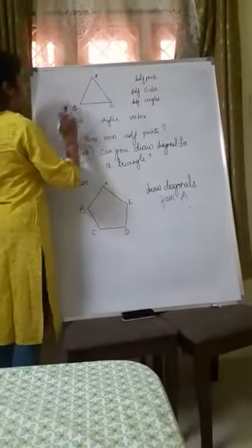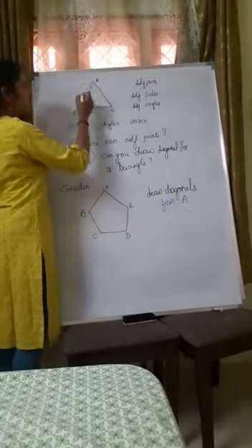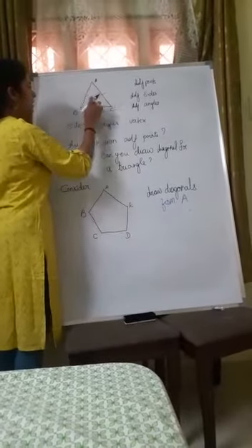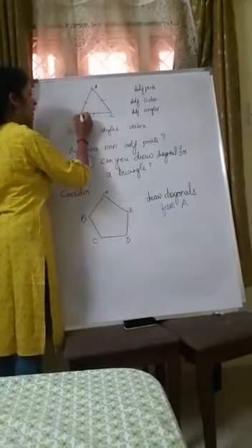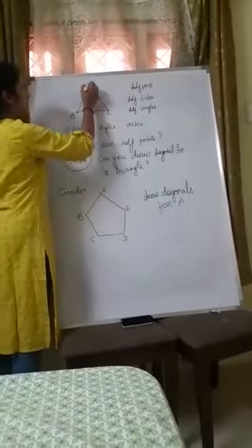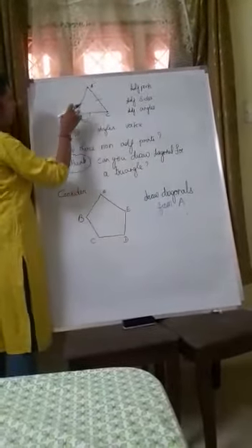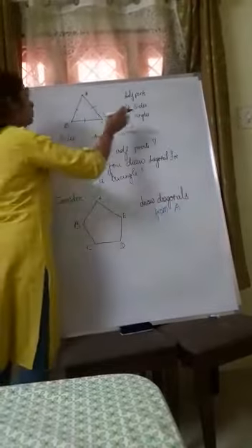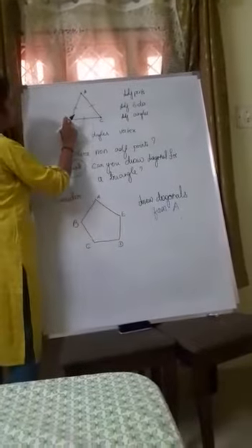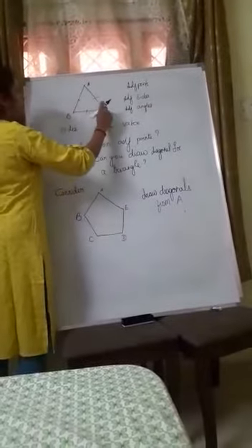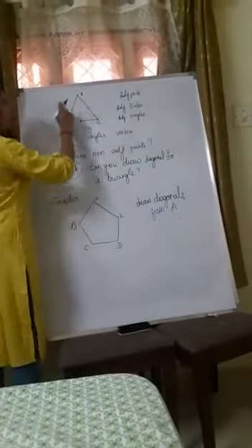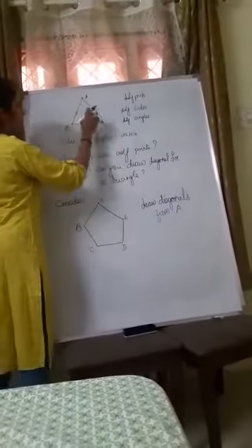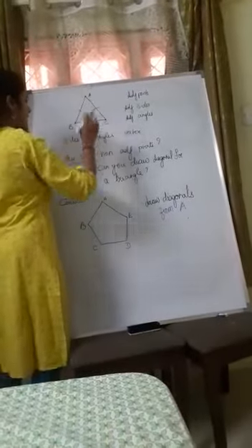Now consider this triangle. In this triangle, what are the sides? There are 3 sides, AB, BC, AC. What are the angles? A, B and C. 3 angles are there. What are the vertices here? A, B and C. 3 vertices are there. What are the adjacent points? AB adjacent, AC adjacent and BC is adjacent. Okay. What are the adjacent sides here? AB and BC are adjacent sides. BC and CA are adjacent sides. AB and AC are adjacent sides. Similarly, adjacent angles. A and B are adjacent angles. B and C are adjacent angles. A and C are adjacent angles.